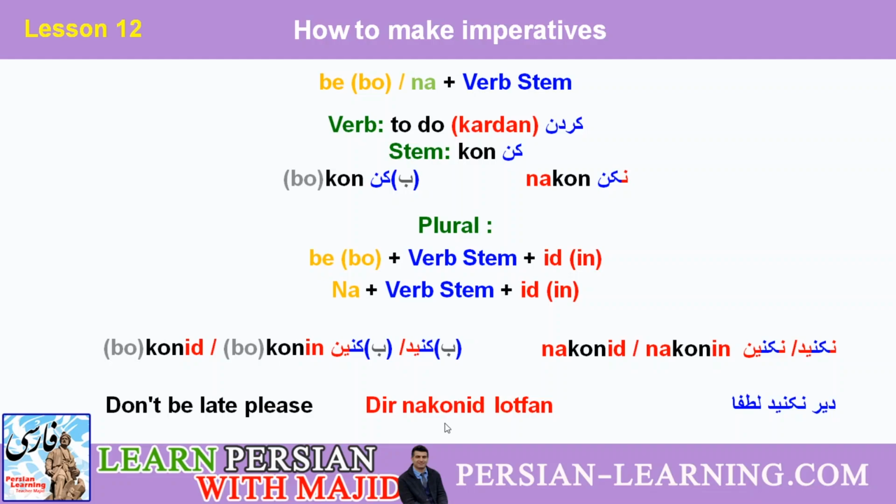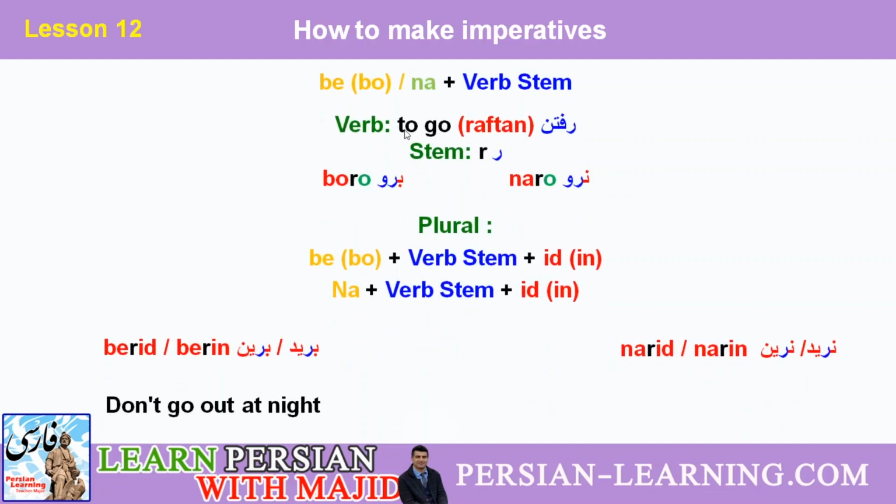Plural دیر نکنید. The verb to go, رفتن. Singular برو. I just forgot to tell you about this. As the formula suggests, we have to use be or bo, here bo. Then we have the stem. This one is an exception where we use a vowel here for a better pronunciation. It's just an exception. But when we come to the plural, this o goes away. We use just the stem of the verb: برید or برین, نرید or نرین.